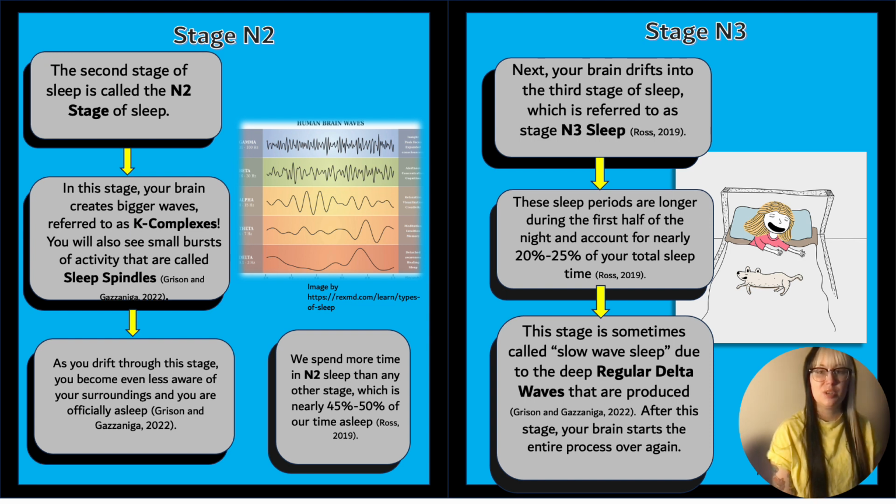Next, your brain drifts into the third stage of sleep, which is referred to as stage N3 sleep. These sleep periods are longer during the first half of the night and account for nearly 20 to 25% of your total sleep time. This stage is sometimes called slow wave sleep due to the deep, regular delta waves that are produced. After this stage, your brain starts the entire process over again.